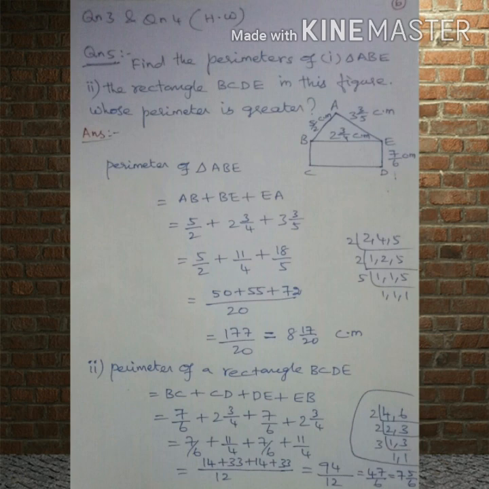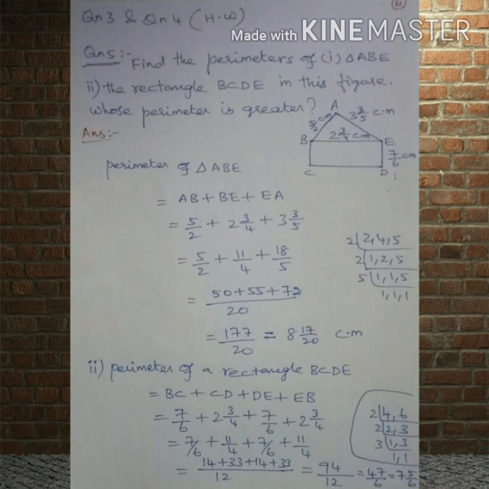Now we will move to question number 5. Find the perimeters of triangle ABE and the rectangle BCDE in this figure. Whose perimeter is greater? One diagram is given. The bottom shape is a rectangle, the top shape is a triangle. All the measurements of the sides are given. So we have to find the perimeter of the triangle and also the perimeter of the rectangle.